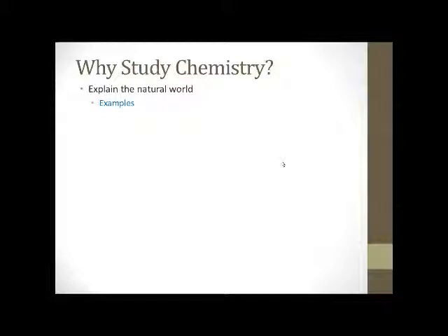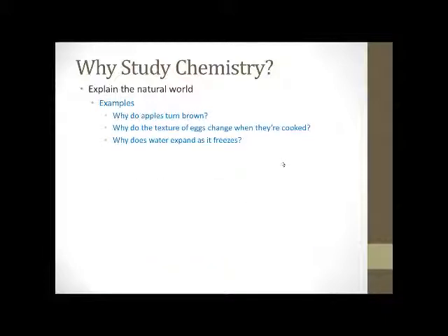Okay, so what are some examples of how chemistry helps us explain the natural world? Well, why do apples turn brown? Right? If you bite into an apple or cut into an apple and leave it out, there's actually a chemical reaction between stuff in the air and the stuff on the surface of the apple that makes it turn brown. Why does the texture of eggs change when they're cooked? Why does water expand as it freezes? Why does sugar dissolve faster in hot water than it does in cold water? These are all things that you're going to learn a bit about this year.